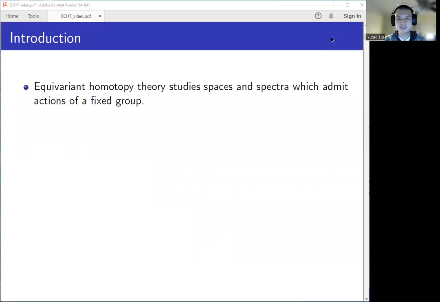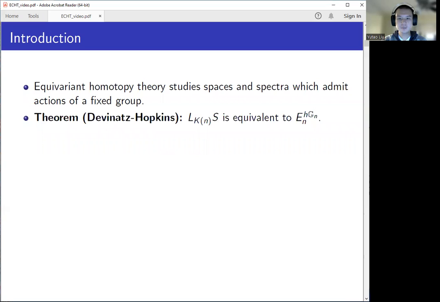Equivariant homotopy theory studies spaces and spectra which admit actions of a fixed group. It was motivated from and applied in geometry, algebra, and other branches of topology. One of the most important applications was given by Devinatz and Hopkins in chromatic homotopy theory. It shows that the localization of the sphere spectrum with respect to the Morava K-theory is equivalent to the homotopy fixed point spectrum of the Morava E-theory, which is acted on by the Morava stabilizer group.